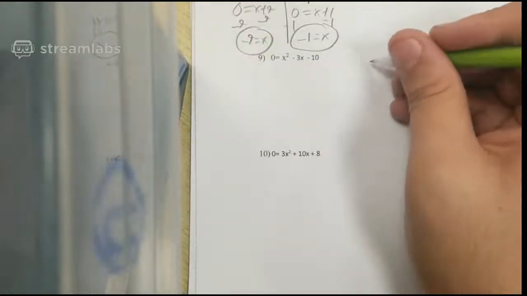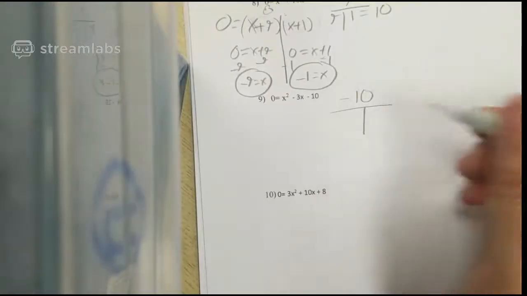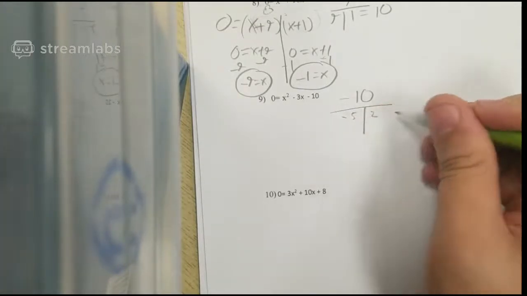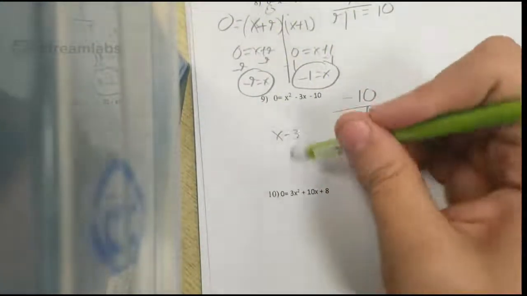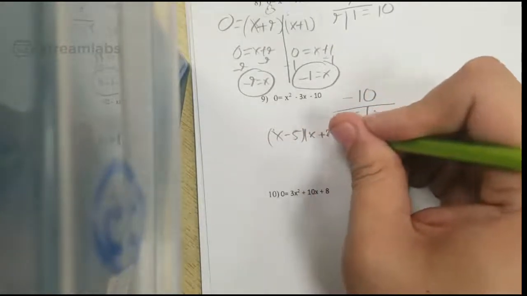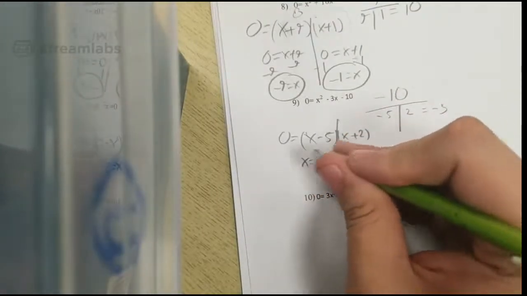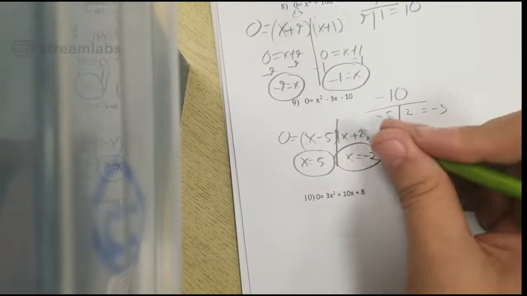Next one, negative 10, that adds up to negative 3. Was this literally the same numbers on the last page? No, it wasn't. Okay, so negative 10 that multiplies to negative 3. You're doing the same thing. You're just pretending the 0 is not there until the end. So negative 5 and 2 is going to get me negative 3. X minus 5, x plus 2 equals 0. Split. X equals positive 5. And I want you to notice it's the reverse of this. X equals negative 2. It's just the opposites.